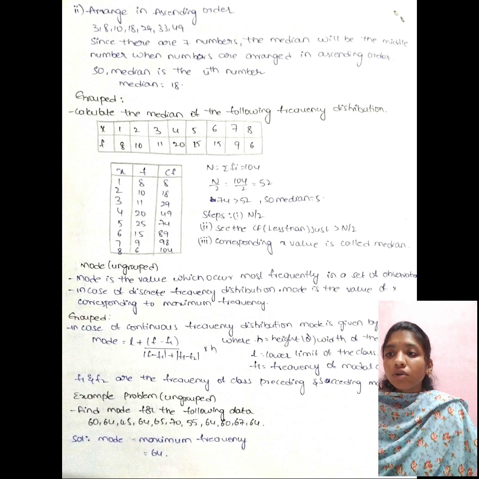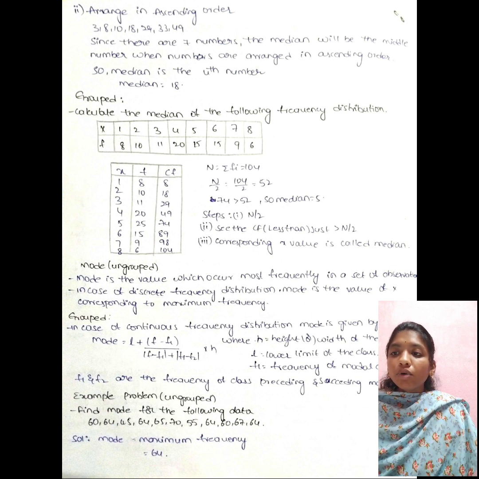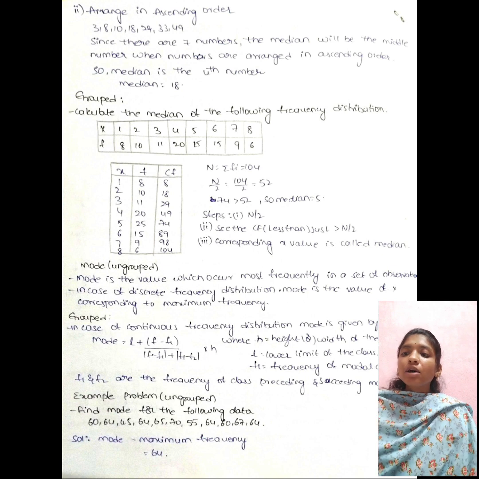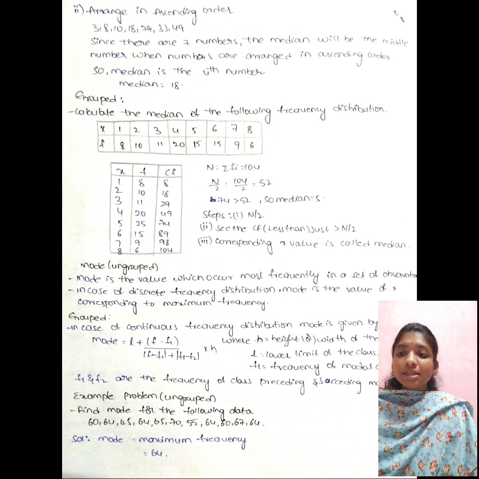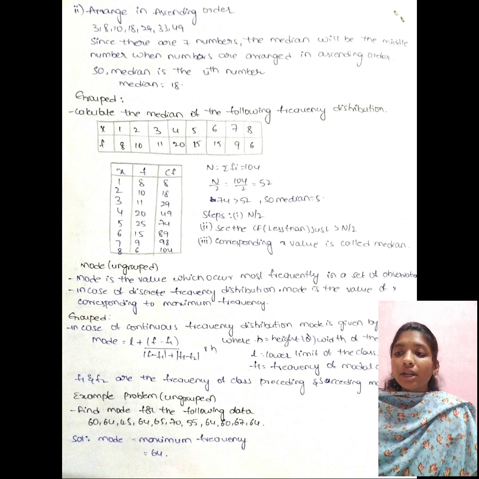But in the case of grouped data, continuous frequency distribution, mode is given by mode is equal to L plus (f minus f1) by (mod of f minus f1 plus mod of f minus f2) into h, where h is equal to height or width of the class and L is equal to lower limit of the class. f is equal to frequency of modal class. f1, f2 are the frequencies of the preceding class and succeeding modal class.